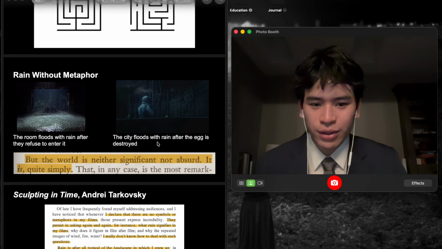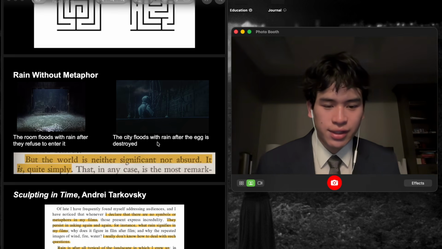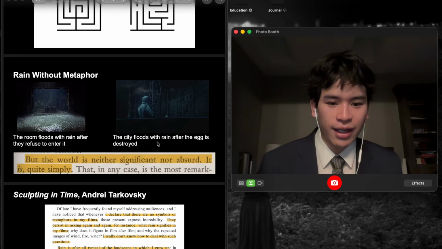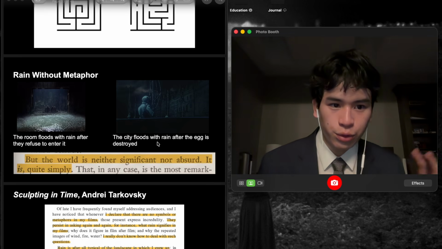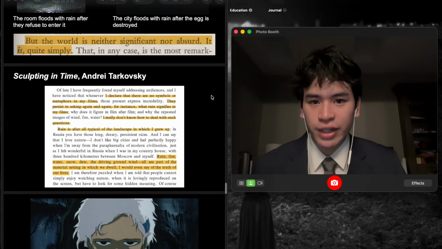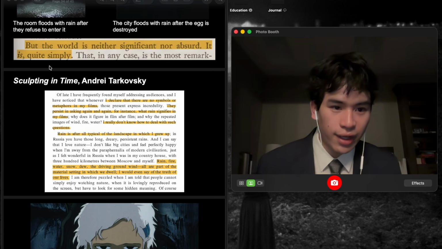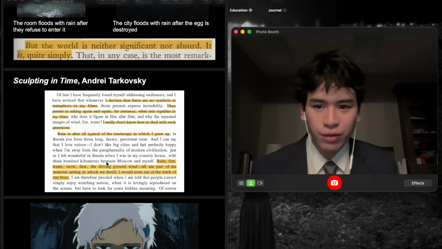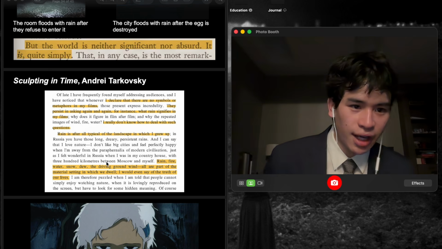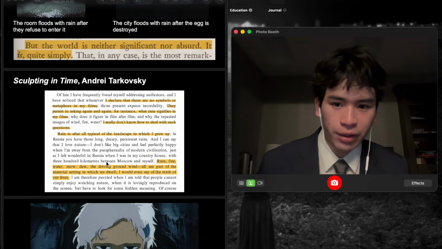And to sit in the rain as it washes over you is just to see the world expressing itself, right? And in many ways, that is an alternate way and an alternate form of getting to the true experience of life. As Robbe-Grillet says, it's not significant, it's not absurd. It is, quite simply, the rain is. And I want to tie this into a beautiful, beautiful passage from Sculpting in Time by Andrei Tarkovsky, one of my favorite film theory books of all time.